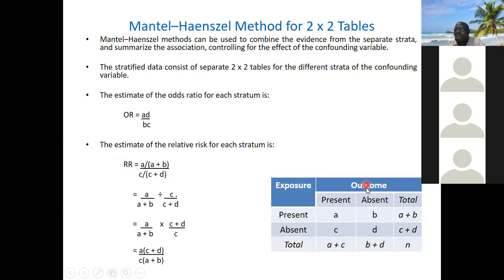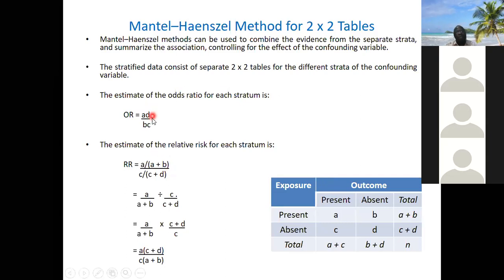The outcome is usually along the vertical, the exposure along the horizontal: A, B, C, D. That is the convention. So the odds ratio is A times D over B times C. I explained it yesterday, so maybe you can go and watch yesterday's video. Even in the workshop we did on comparing proportions, we talked about measures of association and explained it extensively.